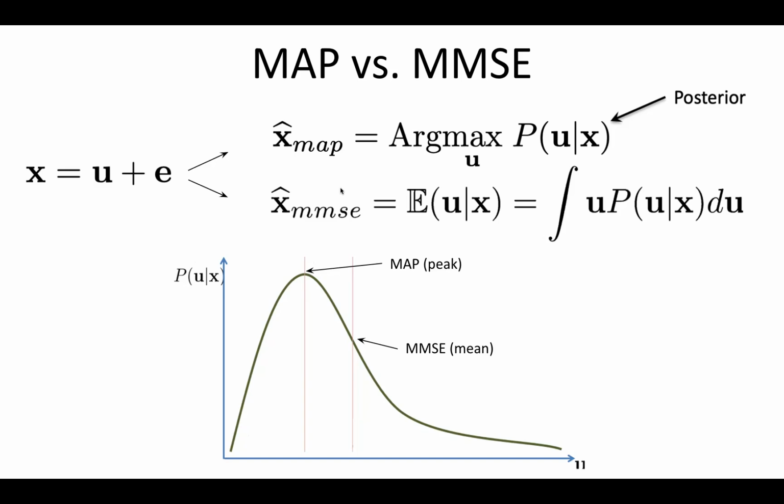That's the MAP estimate. The MMSE estimate is a little bit different. The MMSE estimate is the expected value of this distribution. So in general, it doesn't coincide with the MAP estimate unless the width of this distribution is very, very small, or correspondingly, if the noise is very, very weak. But in general, they're very different things.